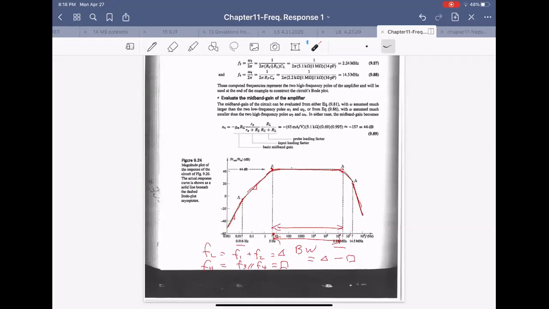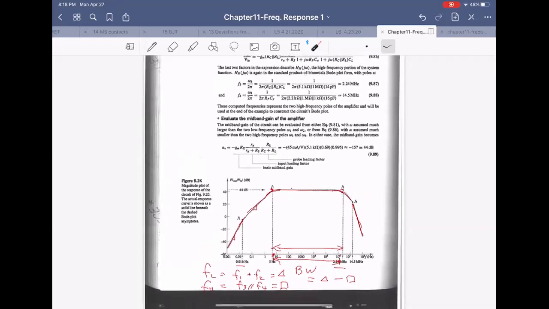Then bandwidth is like the low frequency case. This F1, F2 should be added. High frequency case, F3 and F4, they are in parallel. So this value is slightly less than F3, around here. So bandwidth is this, FH minus FL is bandwidth. Okay.